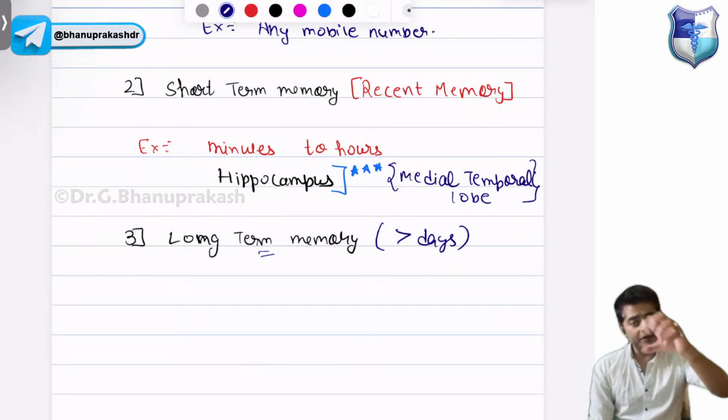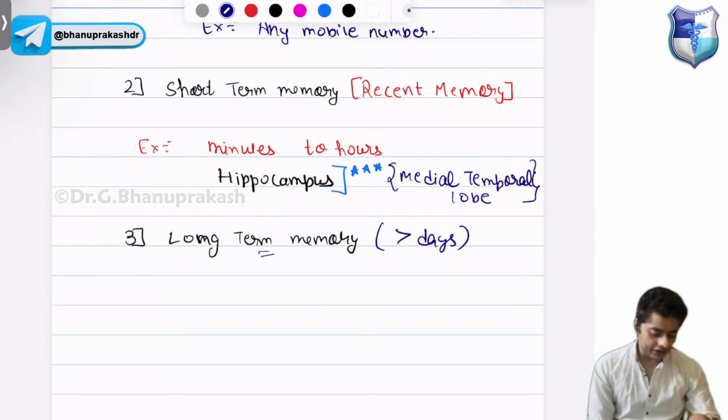So a person comes to me, he narrates his story. It will be stored in my hippocampus. That is my short-term memory.